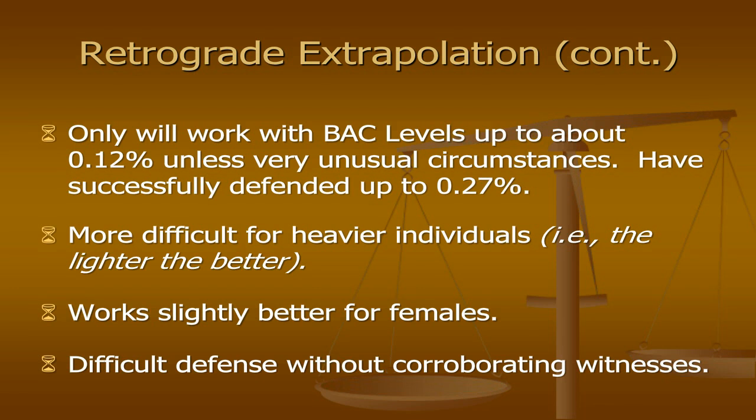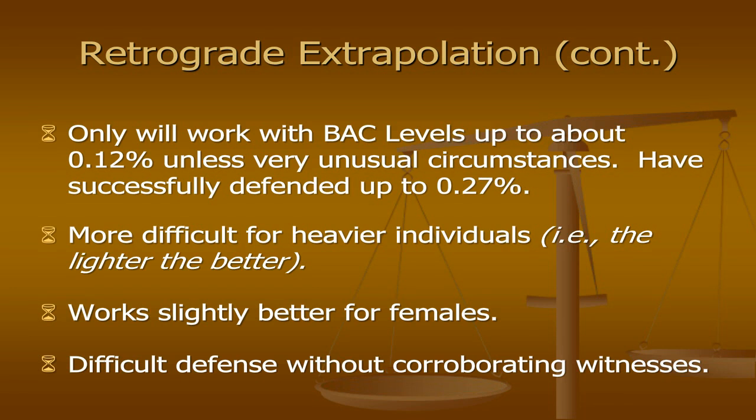Realistically, if people are above 0.12, this defense becomes somewhat challenging. It can be done. We have successfully defended at DMV people up to a 0.27, very unusual case, obviously. More difficult for heavier individuals. Again, size does matter. Heavier individuals require more alcohol to be consumed. Heavier individuals distribute alcohol within the body differently than, shall we say, regular weight individuals. Works slightly better for females because females go to higher levels quicker than males. And that has to do with the distribution of fat in the body. Not trying to be sexist here.